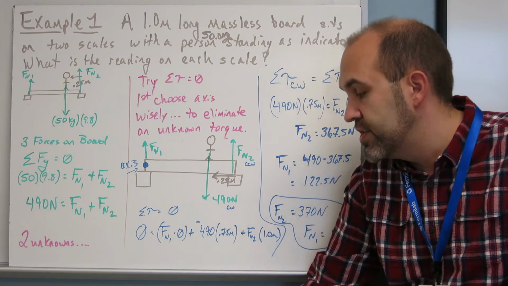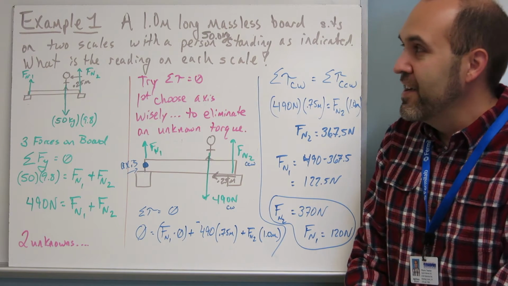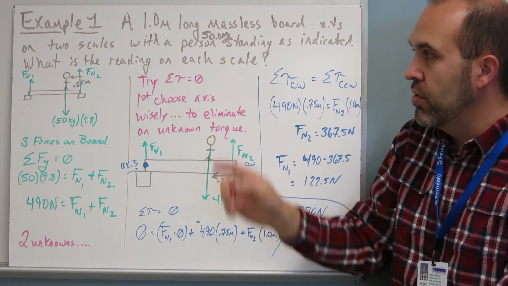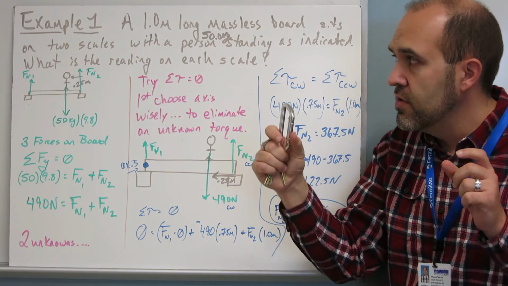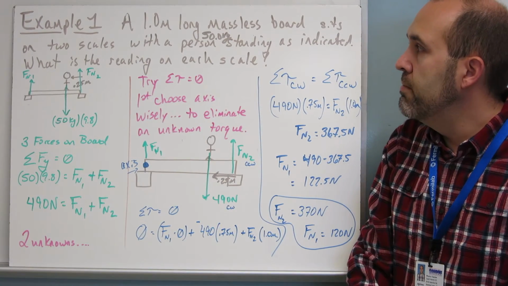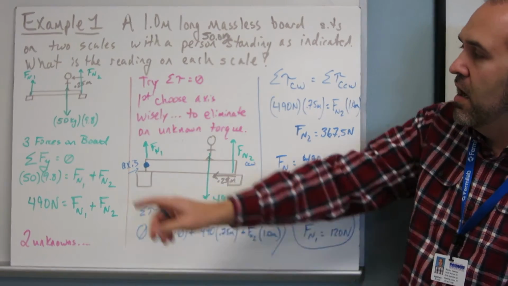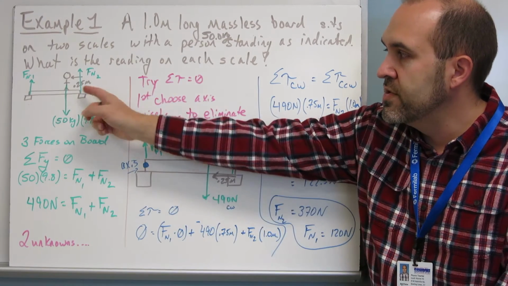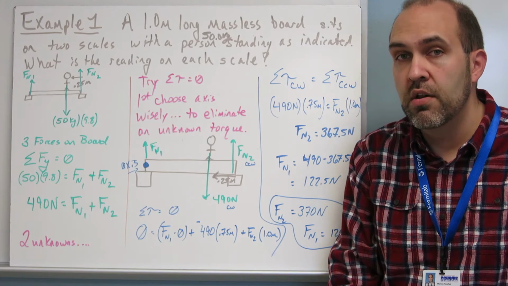Now there's a lot of information on this particular board, and so I hope that you can see it okay. Imagine that we've got a 1 meter long massless board, and it sits on 2 scales. And there's a person standing on that board, 50 kilogram person, and they're standing a quarter of a meter from one end. So the whole board is 1 meter, and this person's standing a quarter of a meter from one end. And we want to know what's the scale reading on each scale.